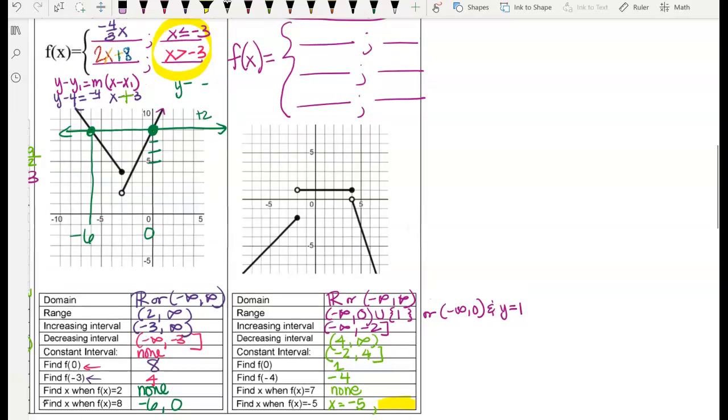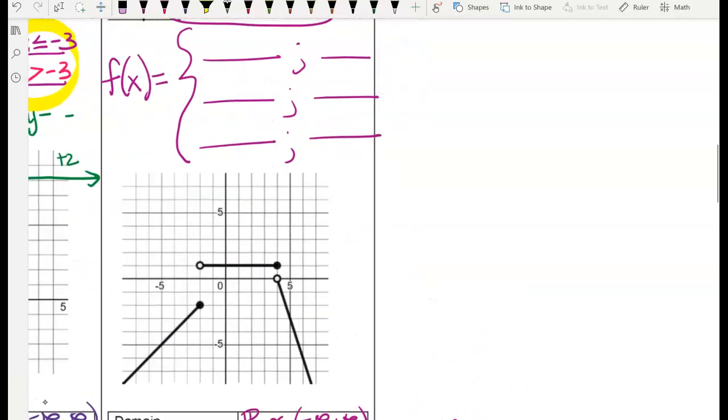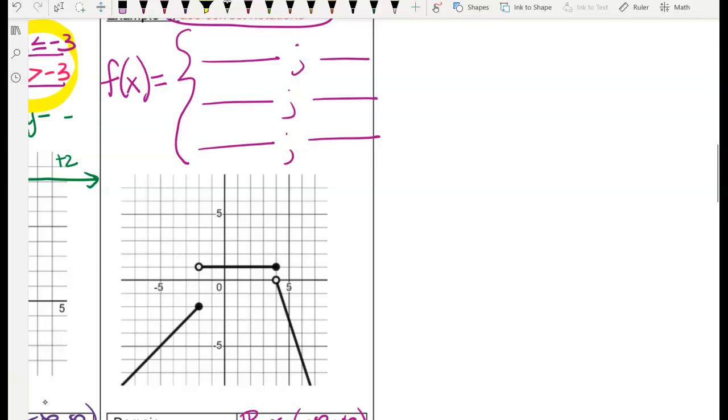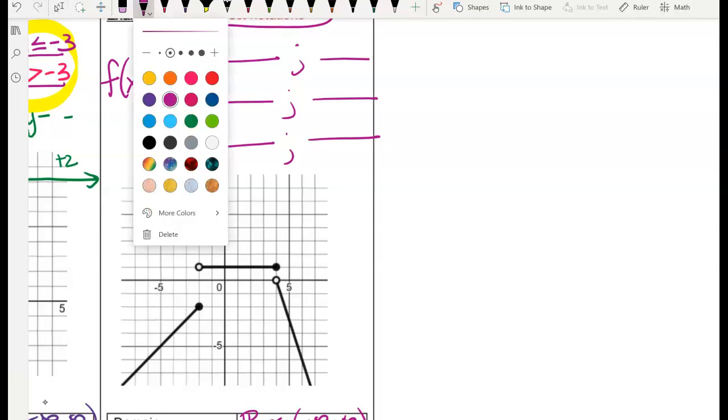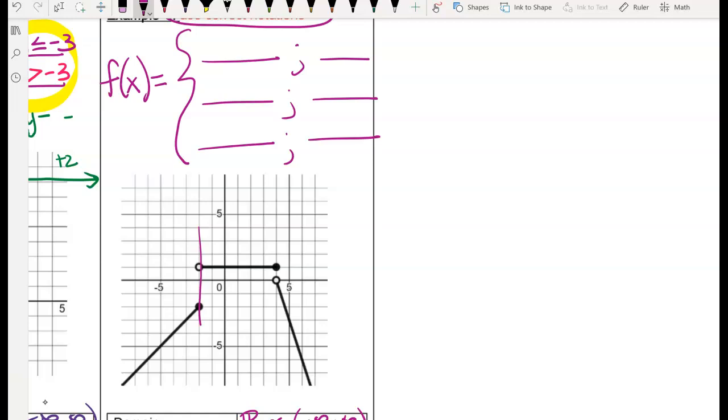So first piece, again, I'm just going to go from left to right, okay? So the domain for this first piece is going to be x is less than, right? Less than negative 2.